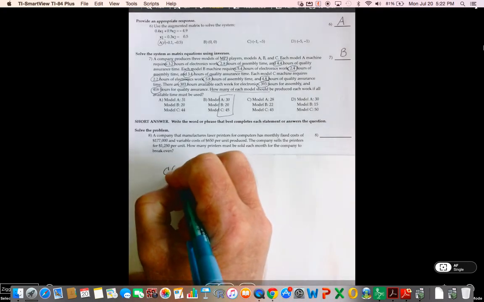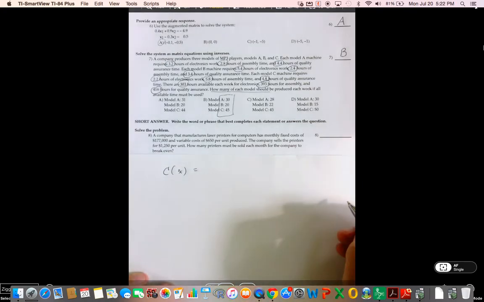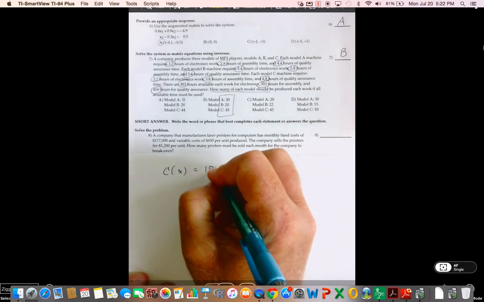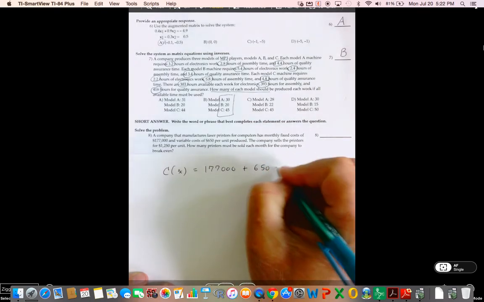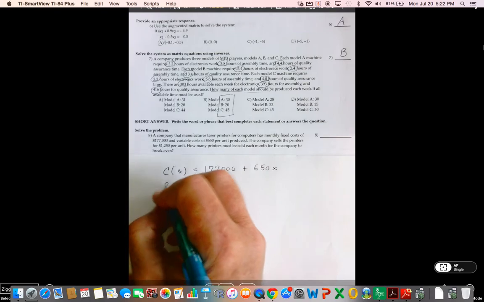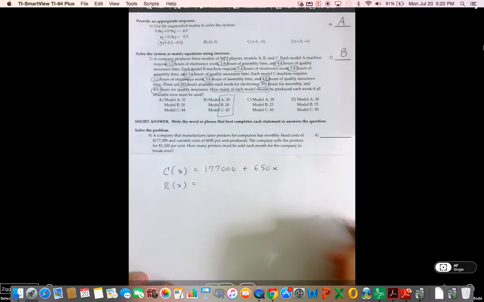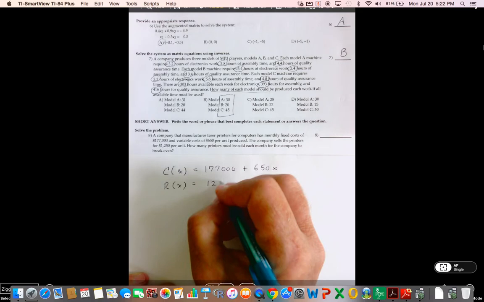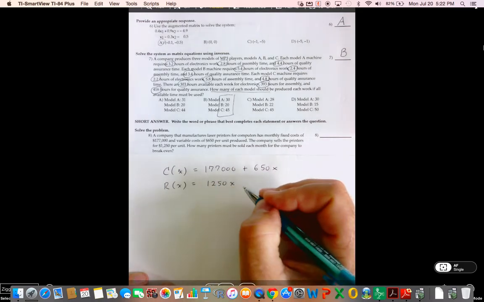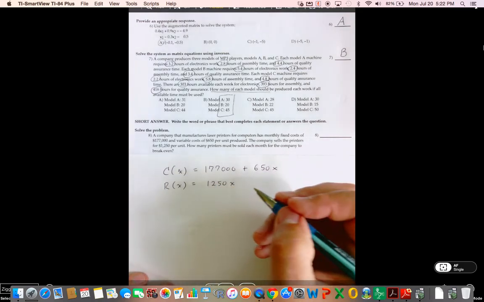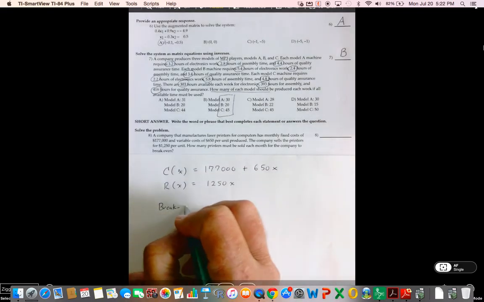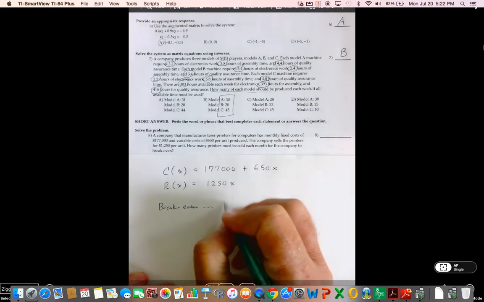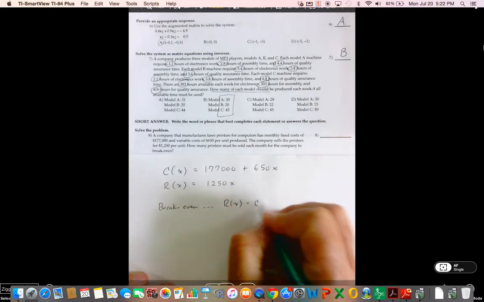Well, guys, from this, I see right off the bat that we can use C of X. Our cost is $177,000 plus $650 per unit. And I can see that my revenue is $12.50 each. I know break even occurs when my revenue is equal to my cost.